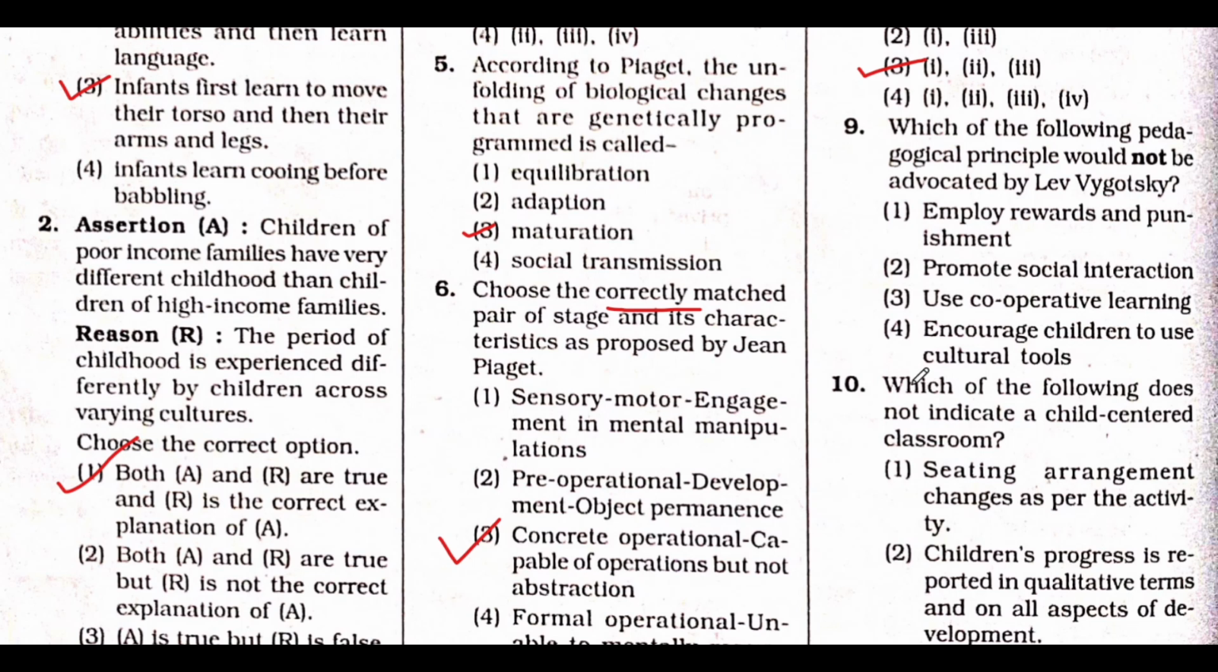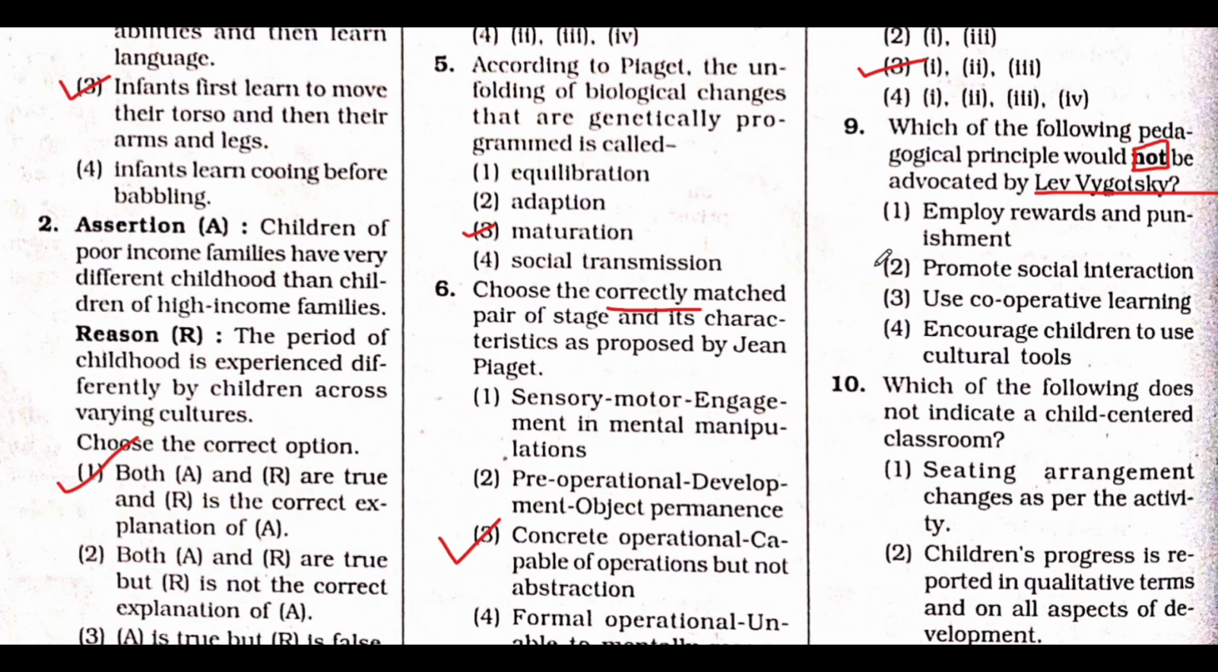Let's go to number 9. Which of the following pedagogical principles would not be advocated by Lev Vygotsky? Whenever you see the word not, you have to become alert. He is a social constructivist, so which one do you think will be a wrong answer here? Employ reward and punishment, promote social interaction, use cooperative learning, encourage children to use cultural tools.